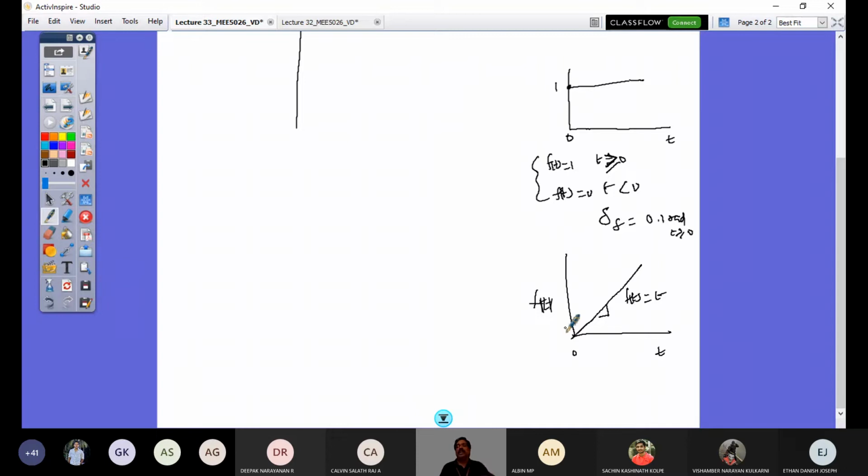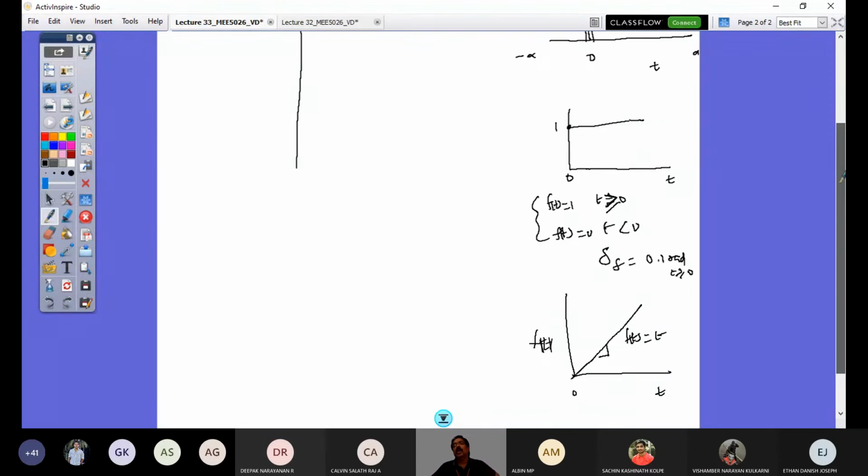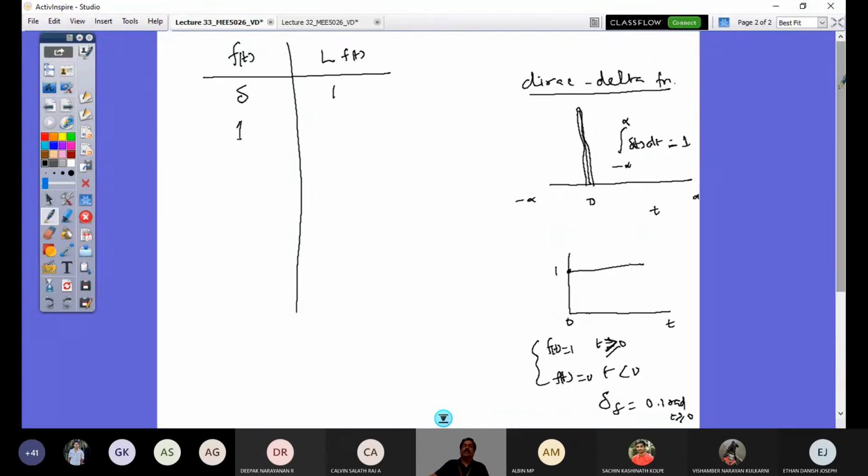And if you have these three standard input functions in your hand, then you would be able to talk about transient and steady state responses. For these three functions, let us look at their corresponding Laplace transforms. If the function is 1, then it is going to be 1 by s. If the function is t, then I would have 1 by s squared.